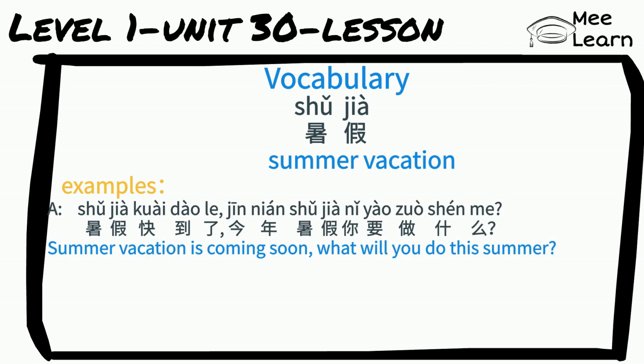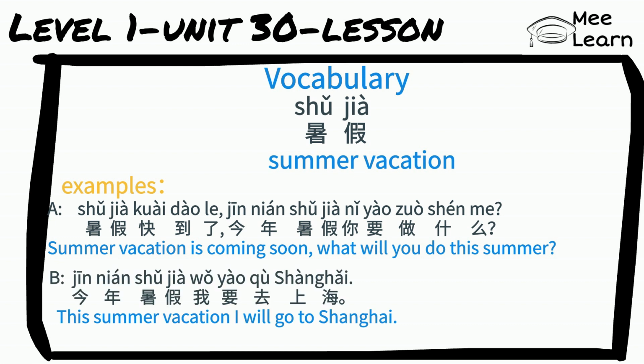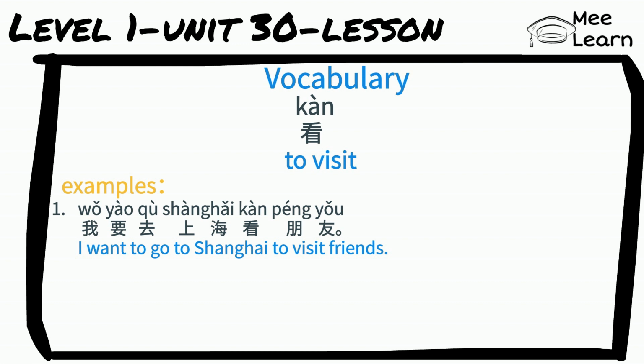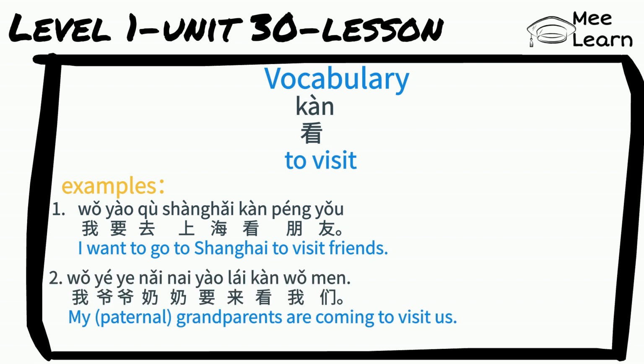For example, 暑假快到了，今年暑假你要做什么？ Summer vacation is coming soon. What will you do this summer? 今年暑假我要去上海。This summer vacation I will go to Shanghai. 看 to visit. For example, 我要去上海看朋友。I want to go to Shanghai to visit friends. 我爷爷奶奶要来看我们。My grandparents are coming to visit us.